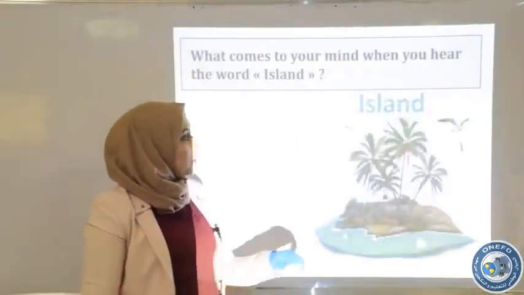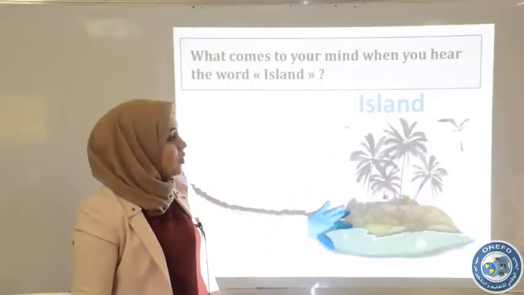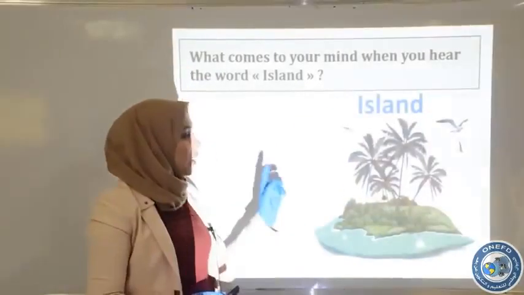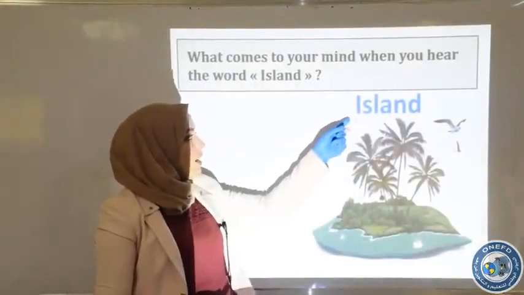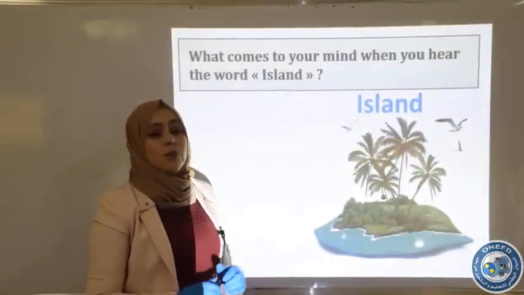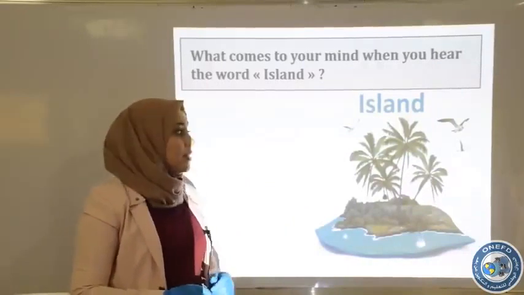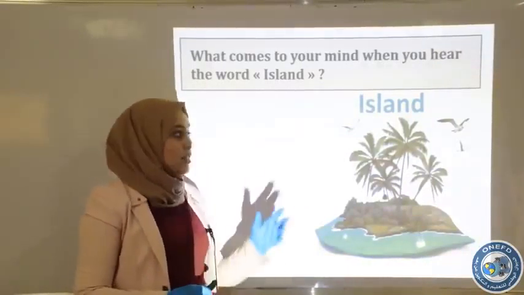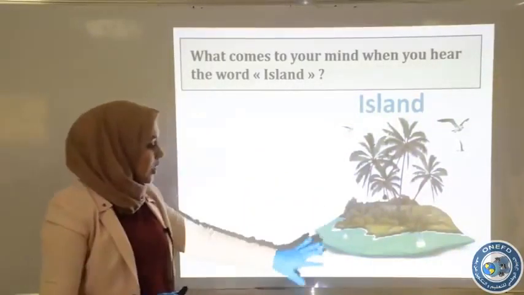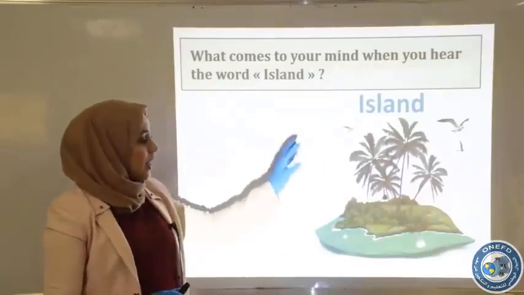here we have the word and the picture for the word island. Here I have remarked that when we say island, as you can see, it's written I-S-L-A-N-D, but it's pronounced island. So the S here is silent. So here we have the picture for the word island.